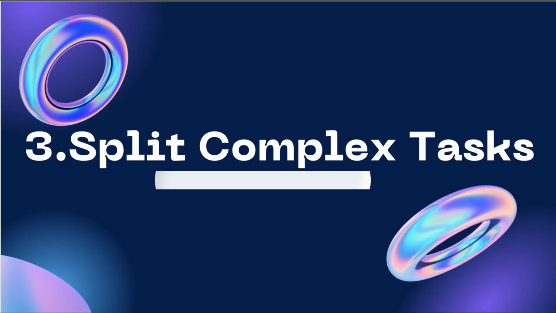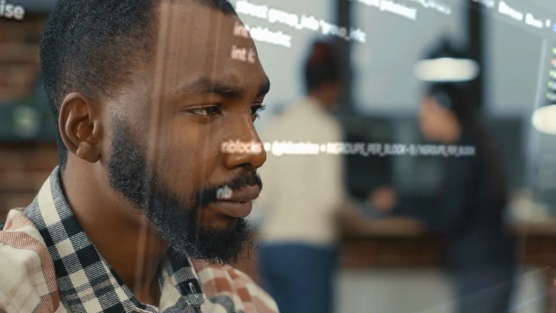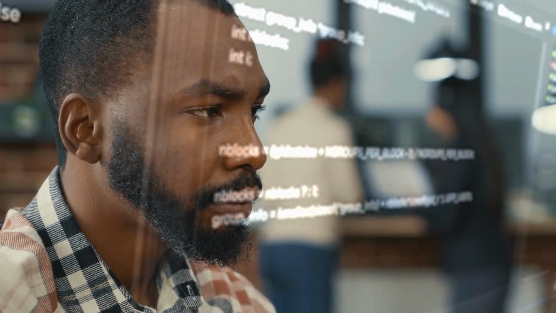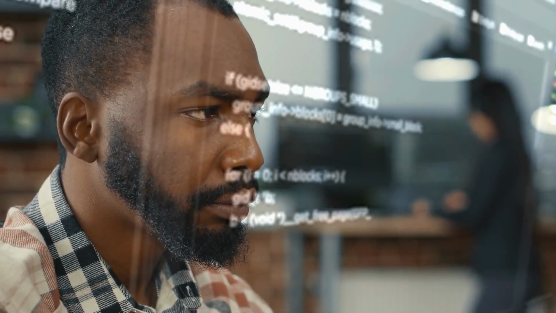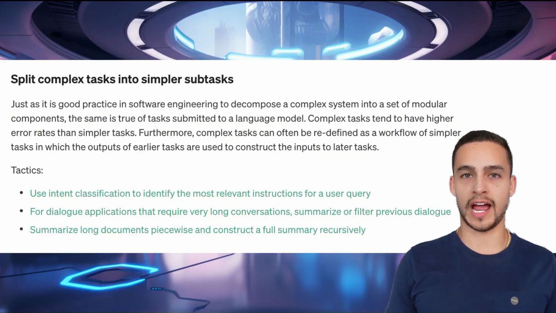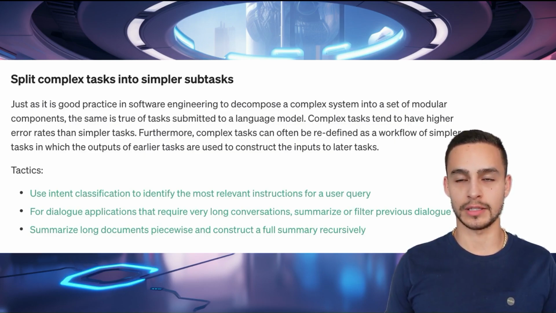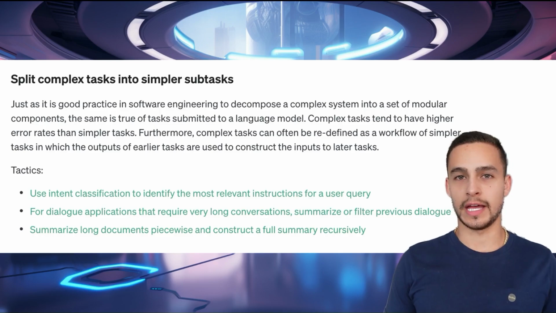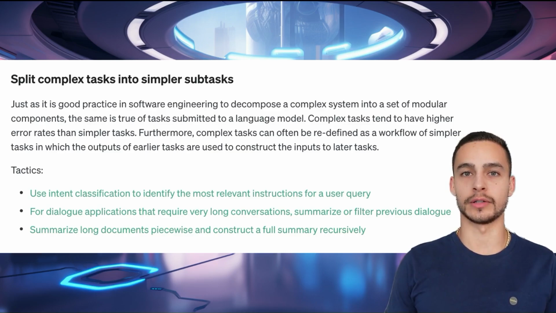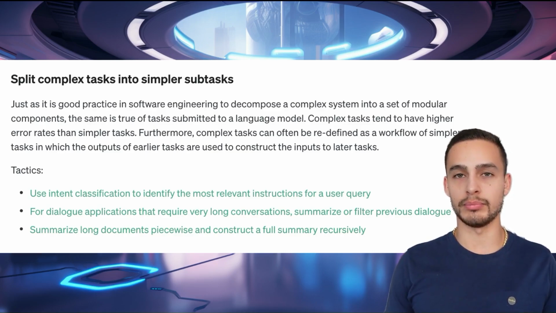Split complex tasks into simpler subtasks, just as it is a good practice in software engineering to decompose a complex system into a set of modular components. The same is true of tasks submitted to a language model. Complex tasks tend to have higher error rates than simpler tasks. Furthermore, complex tasks can often be redefined as a workflow of simpler tasks in which the outputs of earlier tasks are used to construct the inputs to later tasks. Let me show you an example.